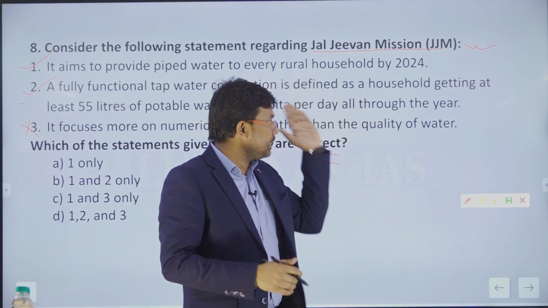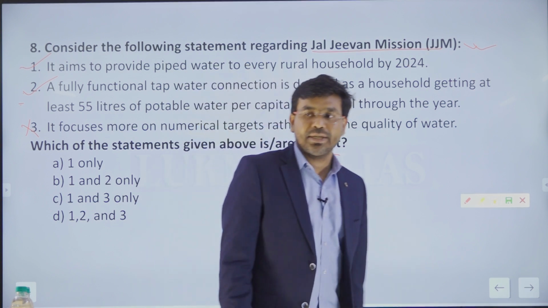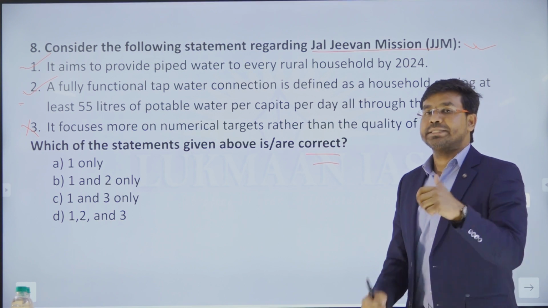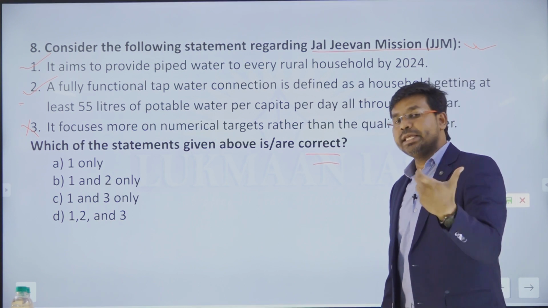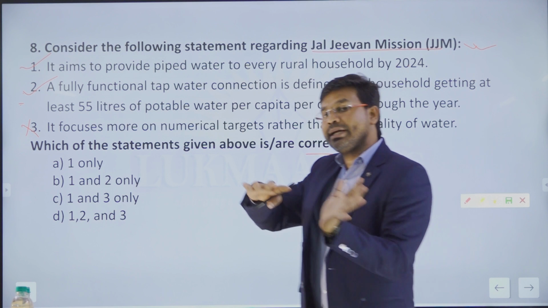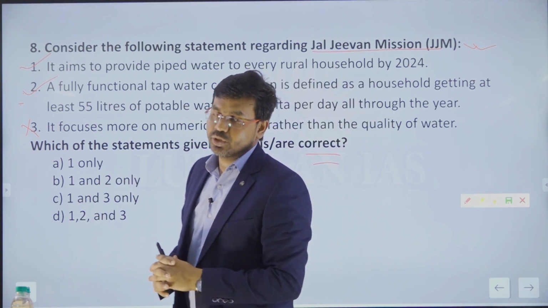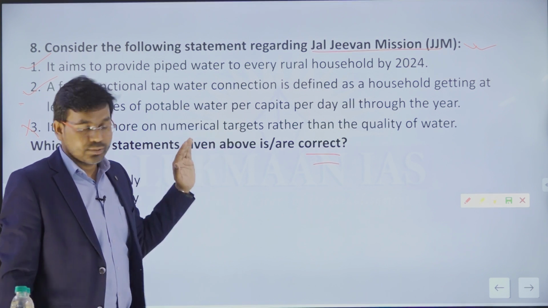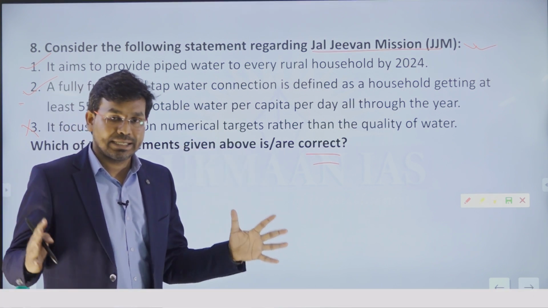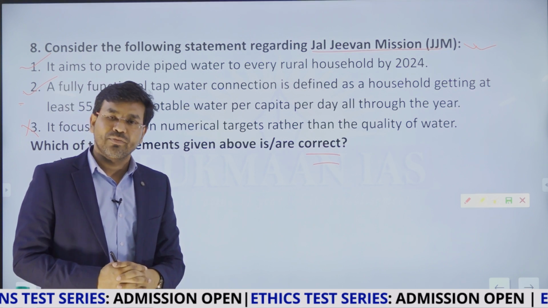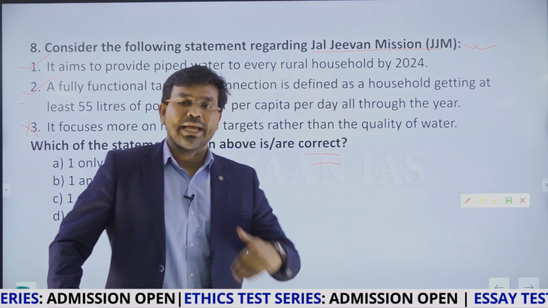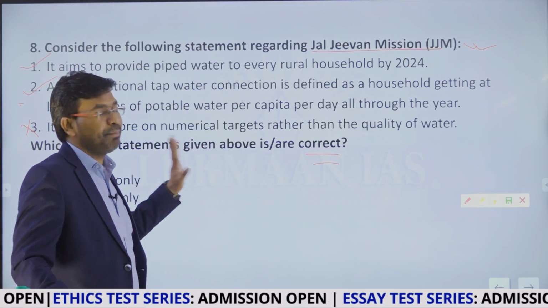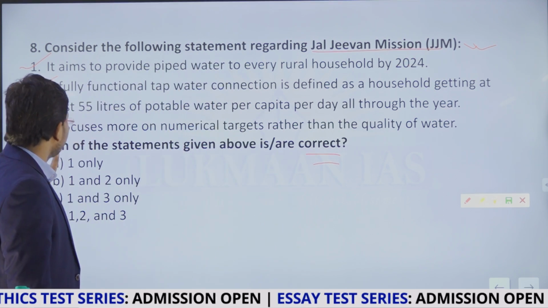If you go through the website of the Jal Jeevan Mission, it says adequate quantity with prescribed quality of water should be made available to rural households by the year 2024. They focus on quality as well as quantity. They want to cover the entire country. By now they have covered around 57% of the country, but by 2024 they want to cover the entire country under piped drinking water. So this is incorrect.